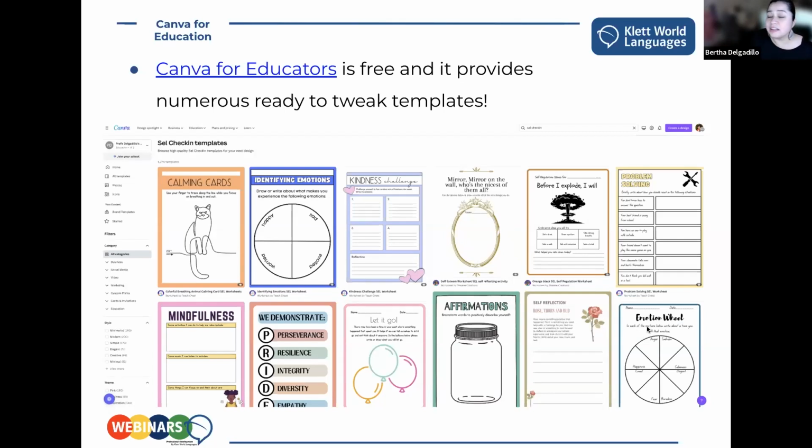Emotion wheel. So there are a lot of activities that are already SEL activities to get you going, and they are completely available for you for free through Canva for education.